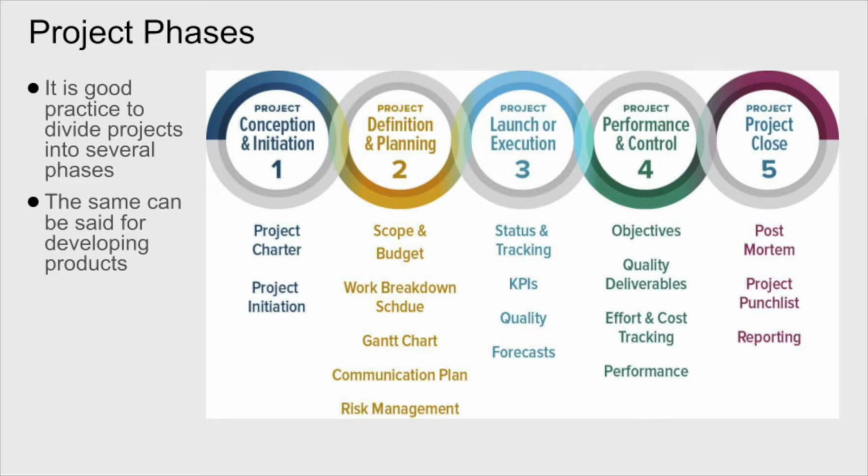Finally, as the project is completed, we have what's called the closeout phase, which is really looking at what worked well, what didn't work so well, what would we do different next time. This post-mortem project punch list is really just saying where were the problems, what do we do to fix them, and the overall report structure.